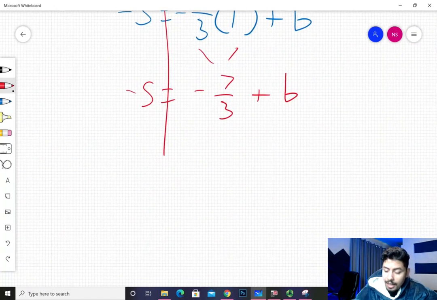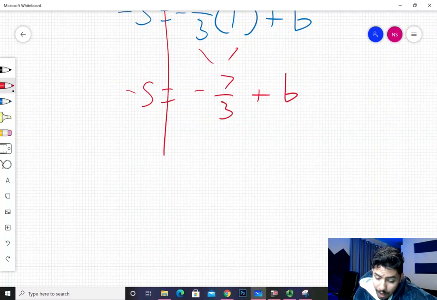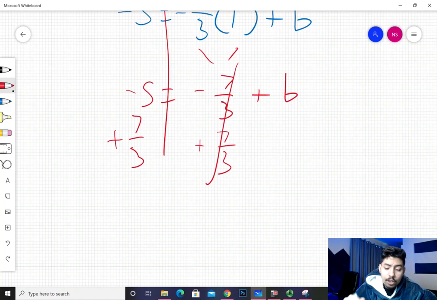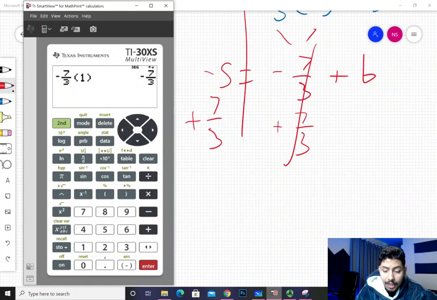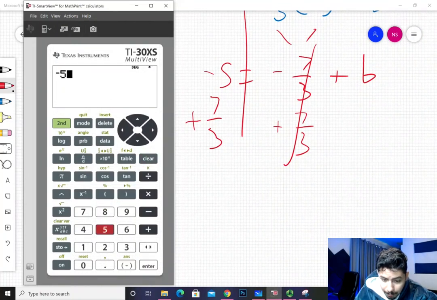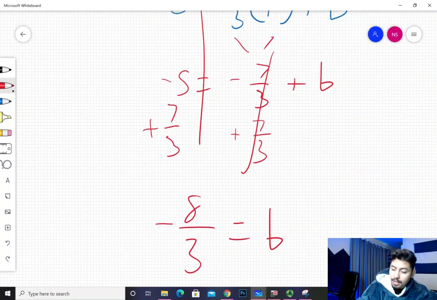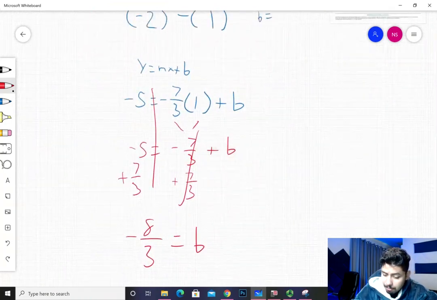And then we're just like, all right, I've got to leave b by itself. How do I do that? Well, I've got to do the opposite of the sign of this 7 over 3. The fraction should not be intimidating. Fractions are just numbers. Cancel that out, plus 7 over 3. And now you've got to do negative 5 plus 7 over 3, which shouldn't be intimidating because we have a calculator for the 1,000,000th time. Negative 5 plus 7 over 3. And next thing you know, I get negative 8 over 3 equals my b. Yep, it was that. So we found our b, we found our m.